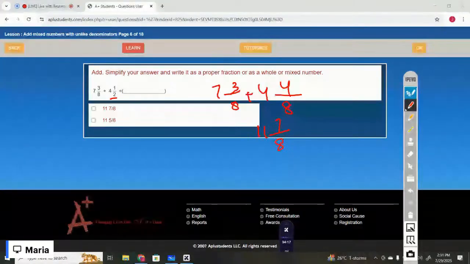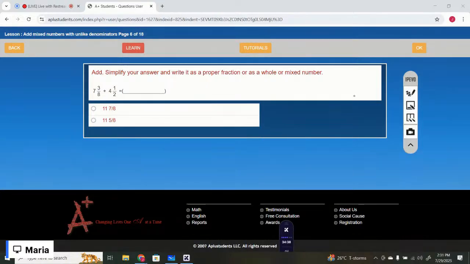Option number 1 is the correct option. That is 11 whole 7 over 8.